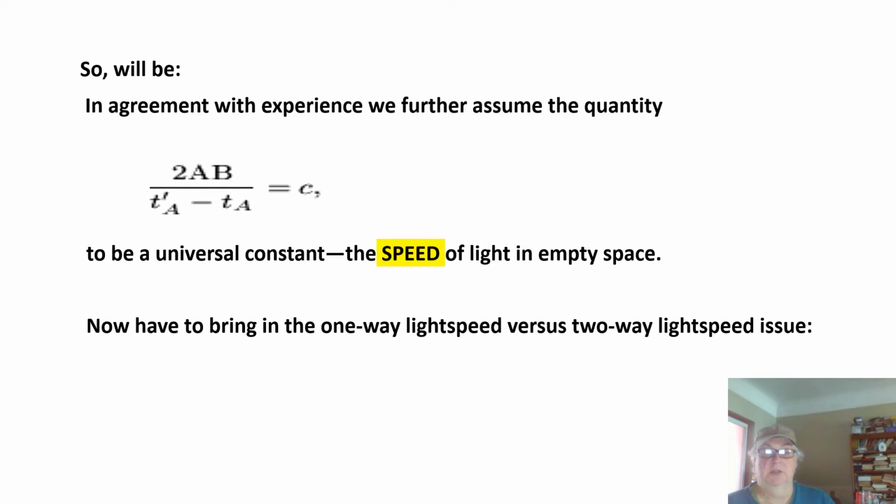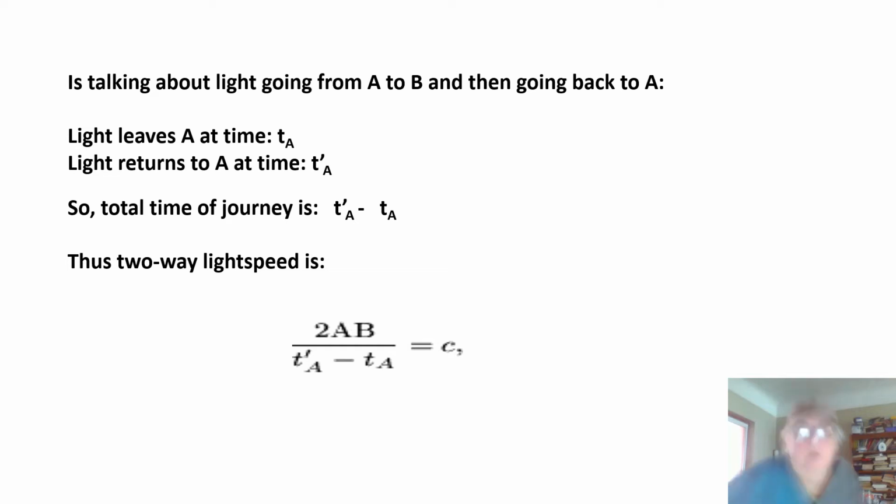Now to bring in the issue of one-way light speed versus two-way light speed. He's talking about light going from A to B and then going back to A. Light leaves at time t subscript A, and light returns to A at time t dash subscript A. So the total time of the journey is t dash subscript A minus t subscript A. Thus the equation is giving the two-way light speed.